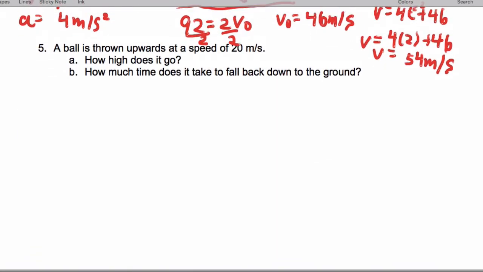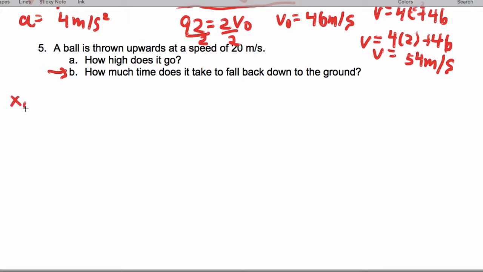Now this is an interesting problem in that we've got two parts to it. Part B, little harder than what I'd want to put on your test. I'll be a little bit more explicit and clear about where things are. So we throw a ball up into the air at 20 meters per second, and we want to know how high it goes.